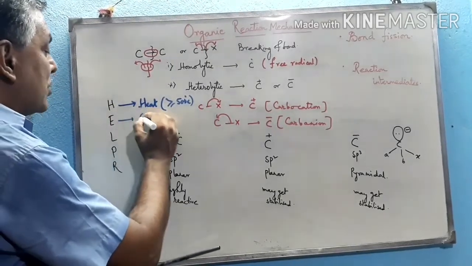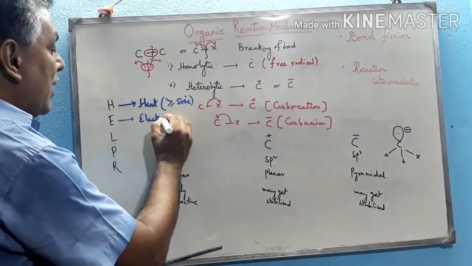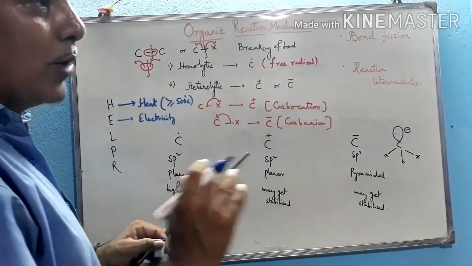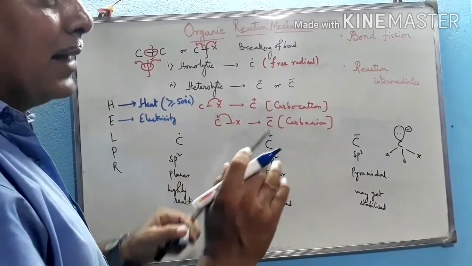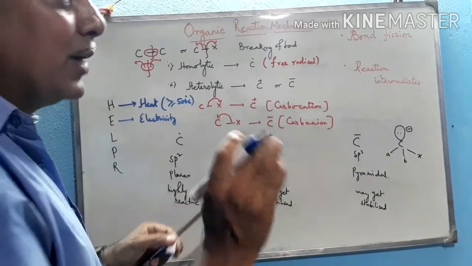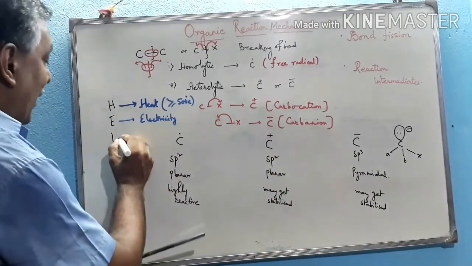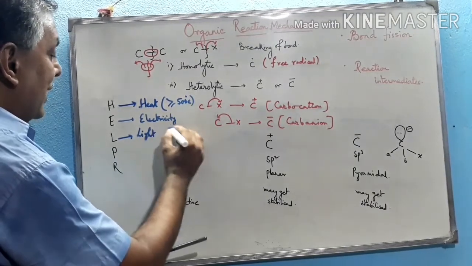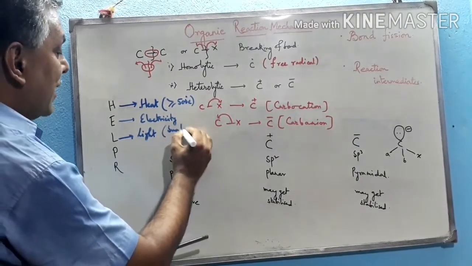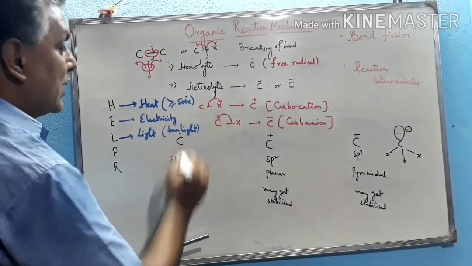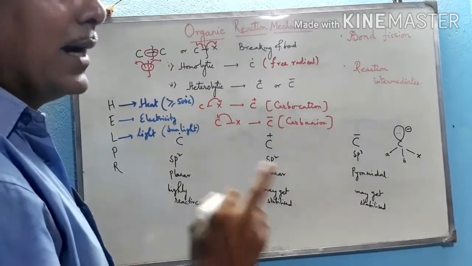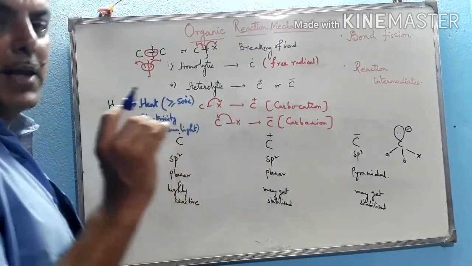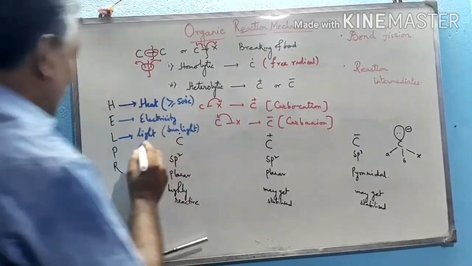E denotes electricity. If electricity passes through a particular carbon-carbon single bond system, then during the bond fission a free radical occurs. L is the light, which is nothing but sunlight. So in presence of sunlight, denoted by h nu, the reaction must produce the free radical.